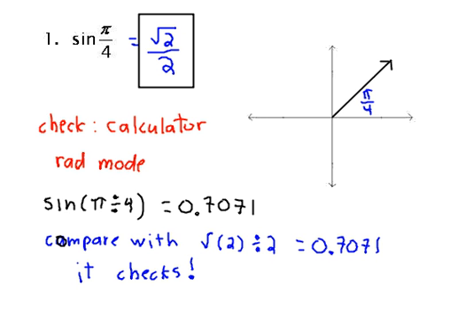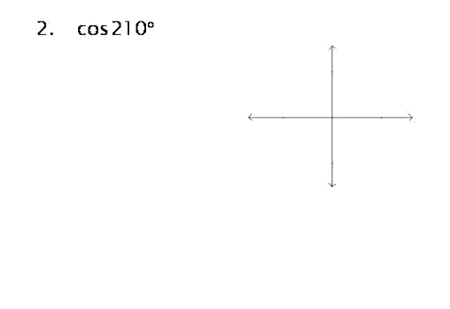Let's try another one that will force us out of quadrant 1. Cosine 210 degrees. So I look at this one, and I first off recognize that 210 degrees is going to take me into quadrant 3. So it's all about location. Moreover, our reference angle, this is all in degrees, is 30 degrees. So make sure you get that. 210 minus 180, 30 degrees.